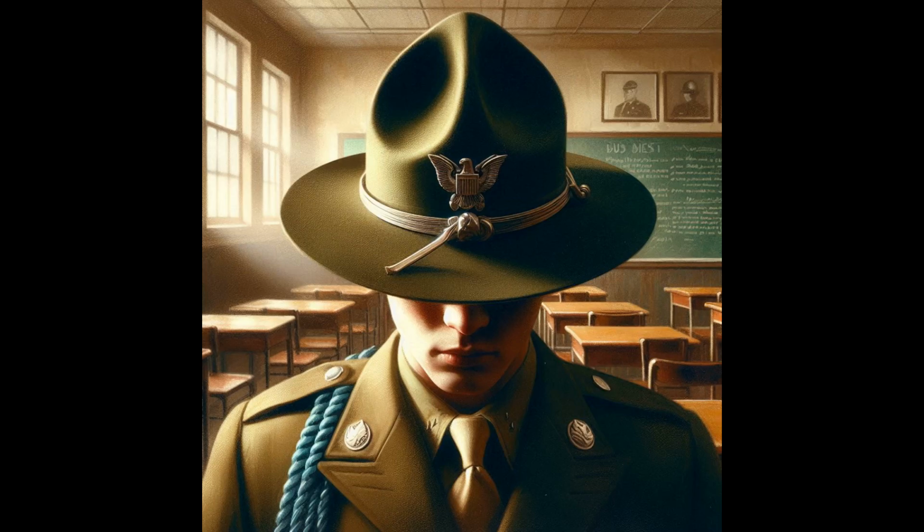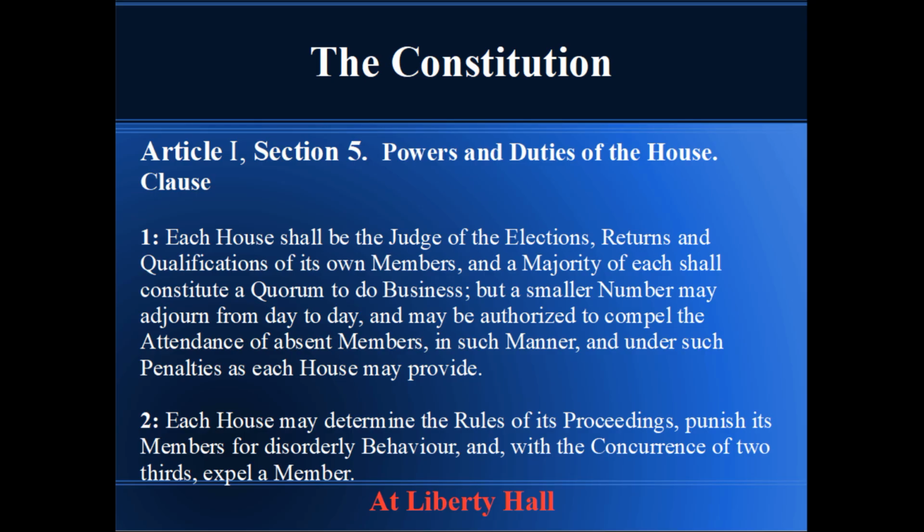1. Each state sets its own rules for elections, but Congress can change them, except for where senators are chosen. 2. Congress must meet at least once a year on the first Monday in December, unless a different day is set by law. Article 1, Section 5, Powers and Duties of the House.